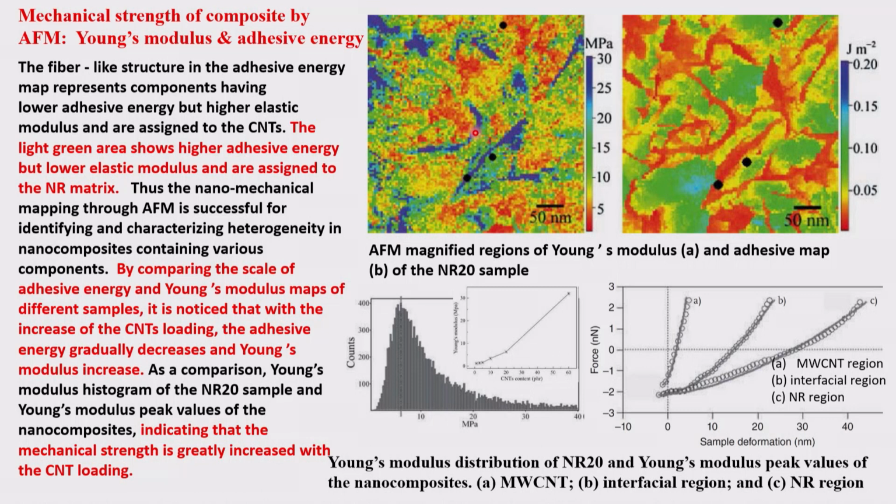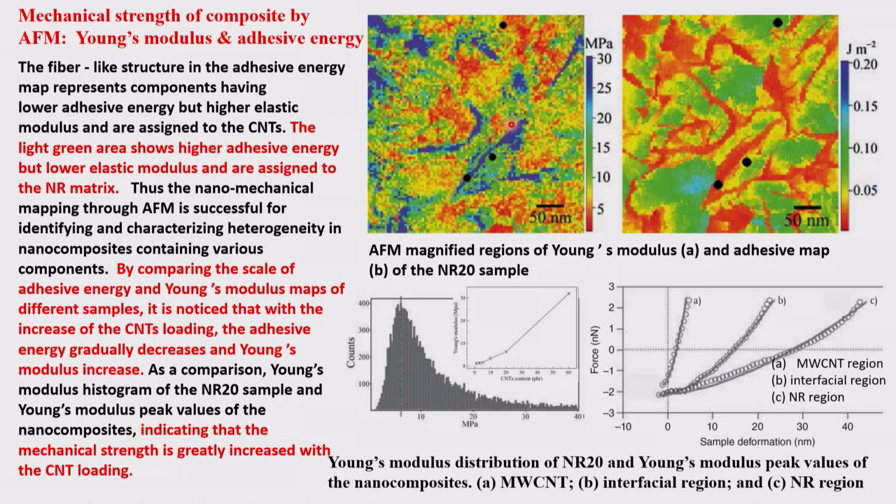From the AFM, you can convert into the Young's modulus and then make a plot, and that is the Young's modulus plot of NR20, which you have seen already in the previous slide, and the Young's modulus peak values of the nanocomposite. So, AFM magnified regions of Young's modulus and adhesive map. This is the B, which is the adhesive map, and this is the one which is the Young's modulus.